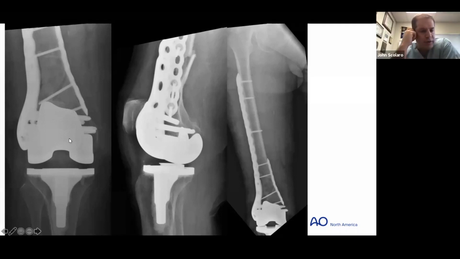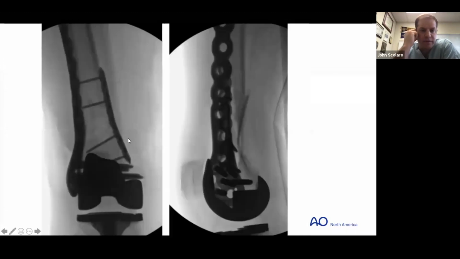Derek, can you go back one image? And this is maybe two images. Sorry.